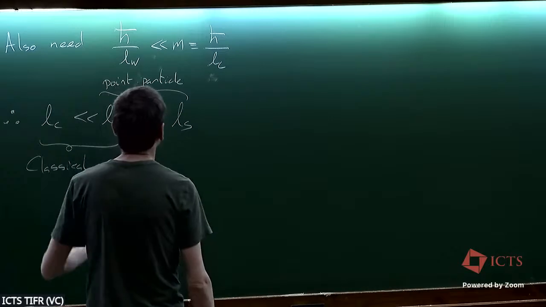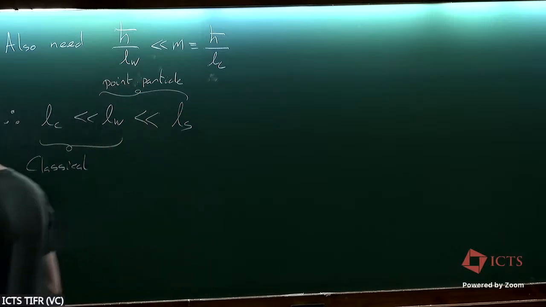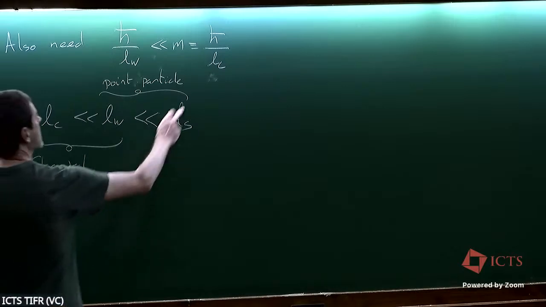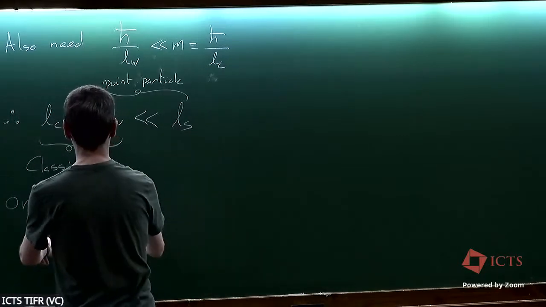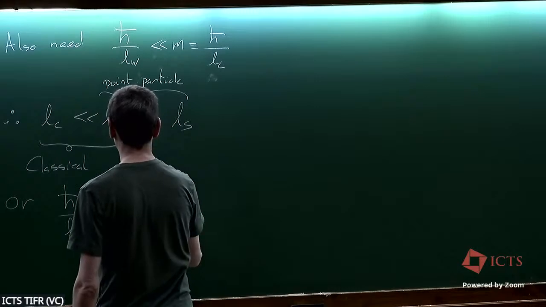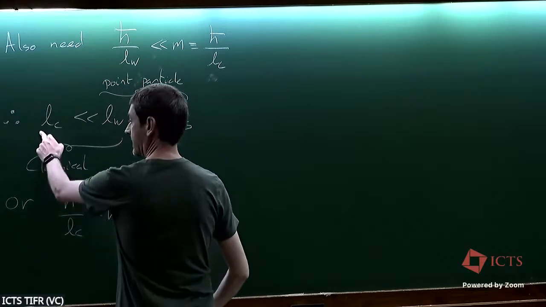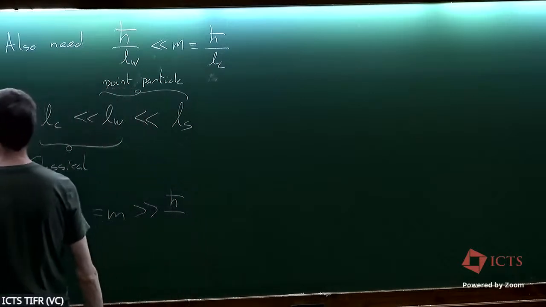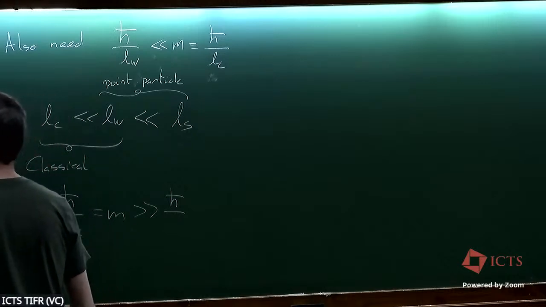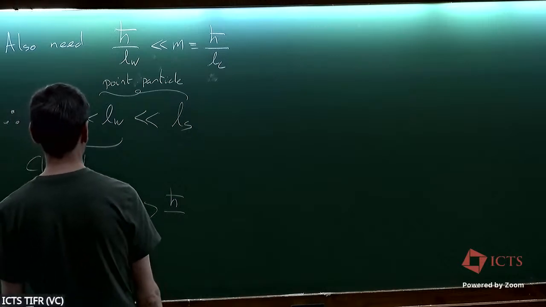Okay. Now there's another way of thinking about this, which is also useful. So we can think about this one here, h bar over LC. Now this is equal to the mass. It is very big compared to h bar over LC, the Compton wavelength of the particle. Confusing myself. Yeah, sorry.